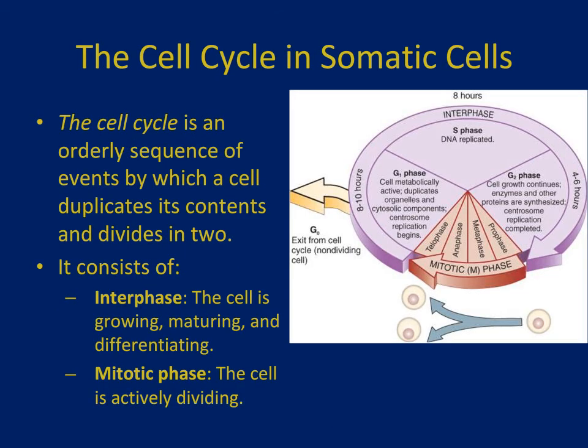In order to understand how cell division works, we need to know a little bit about the cell cycle. Basically, the cell cycle is an orderly sequence of events by which a cell duplicates its contents and then divides into two. It consists of two phases, interphase and also the mitotic phase.